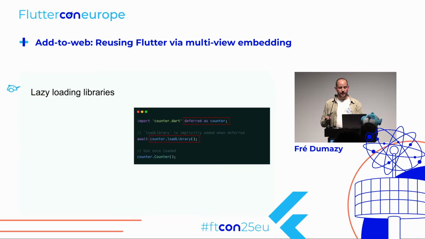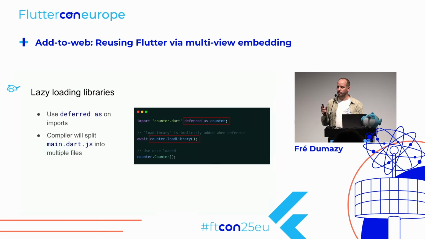But you can basically use the deferred as keyword to defer the loading of those libraries. So you just add it on your imports. And what this will do is the compiler will split up your bundle, your main.dart.js, into separate logical chunks. And whenever you need it, you just call the method load library first, and from that point, it downloads what you need or gets it from the cache. So you don't need to all download that up front.